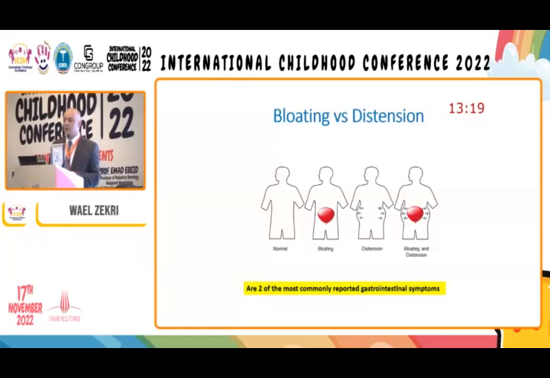First of all, I wish to show the difference in the definition between bloating and distension. Bloating is not an increase in the size of the abdomen, but just a feeling of fullness in the abdomen. Distension is an increase in the size of the abdomen. The topic today is an increase in the size of the abdomen and not just bloating, and sometimes both symptoms combine together.